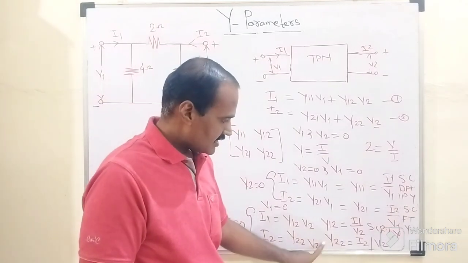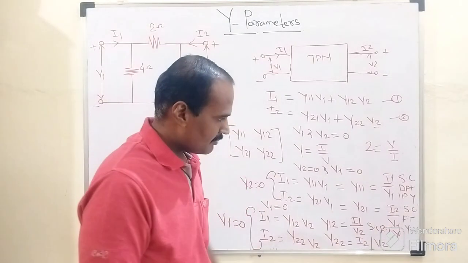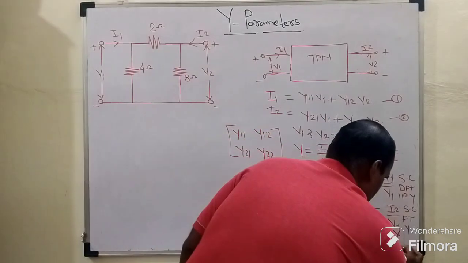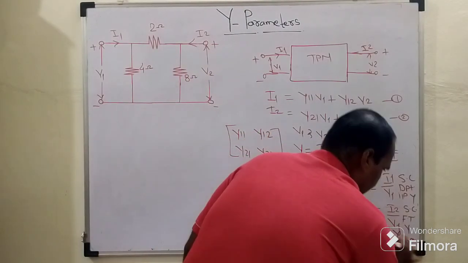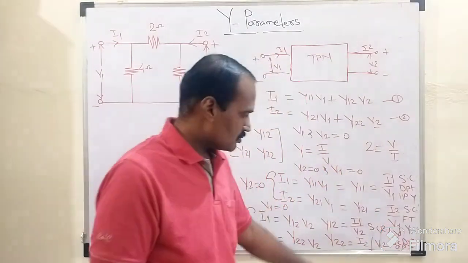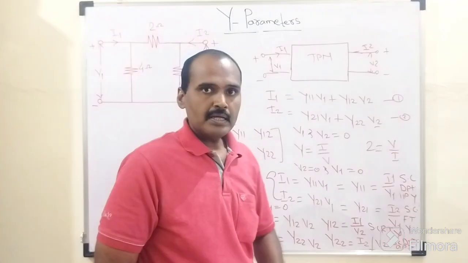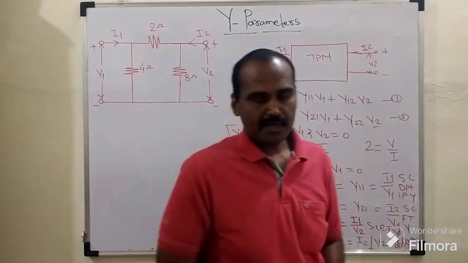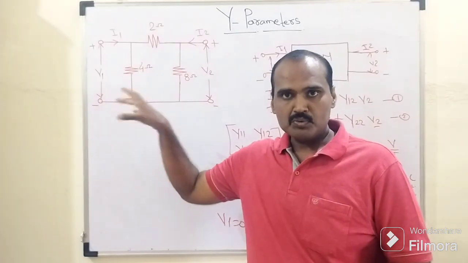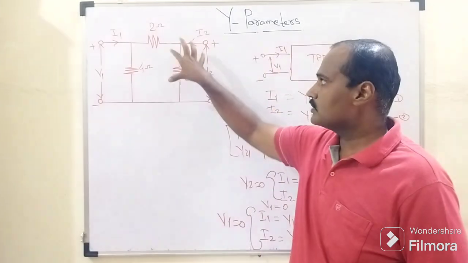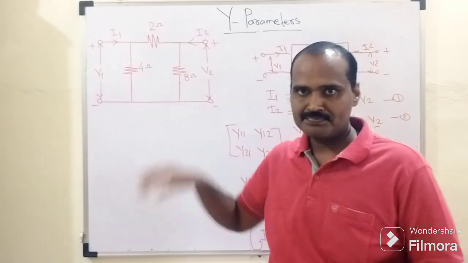Then the last one is nothing but Y22, which exactly equals I2 upon V2, so that can be called the short circuited driving point output admittance. Why is it called a driving point? Because both these parameters belong to the output port. So this is how these parameters Y11, Y12, Y21 and Y22 are tabulated in the case of admittance parameters. After that, we need to determine these four parameters with the help of this network.